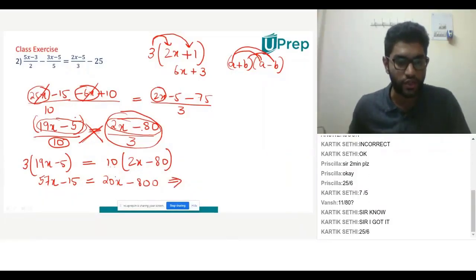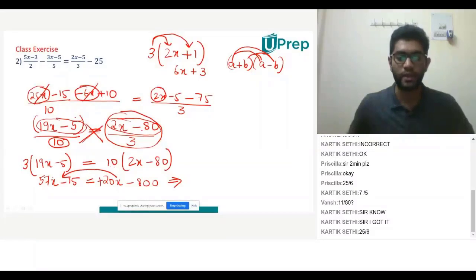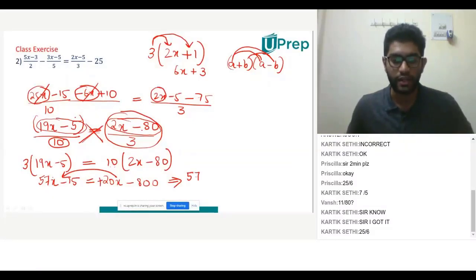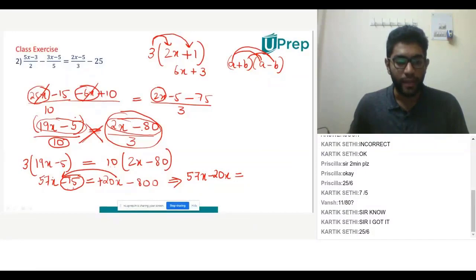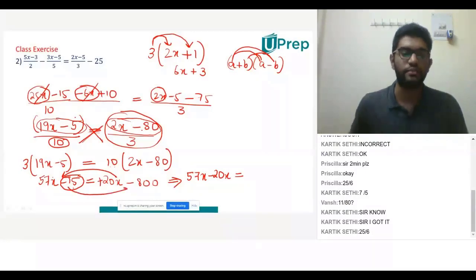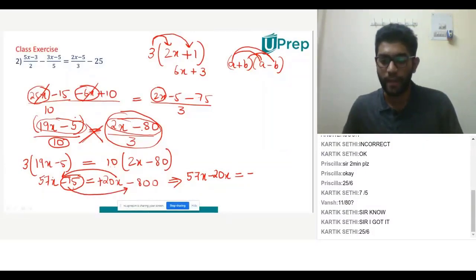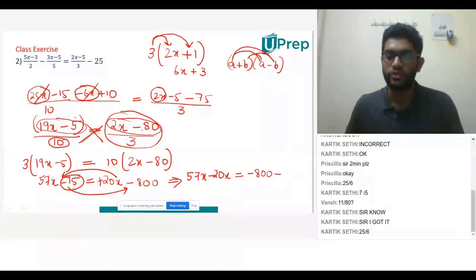We have 20x over here and we have 57x over here. Now let's bring this 20 over here. So the sign is plus, so it becomes minus 57x minus 20x, right? Now this is a constant that is there with x. Let's get rid of it. Minus 15 goes to the other side and becomes plus 15. So we get minus 800 plus 15.